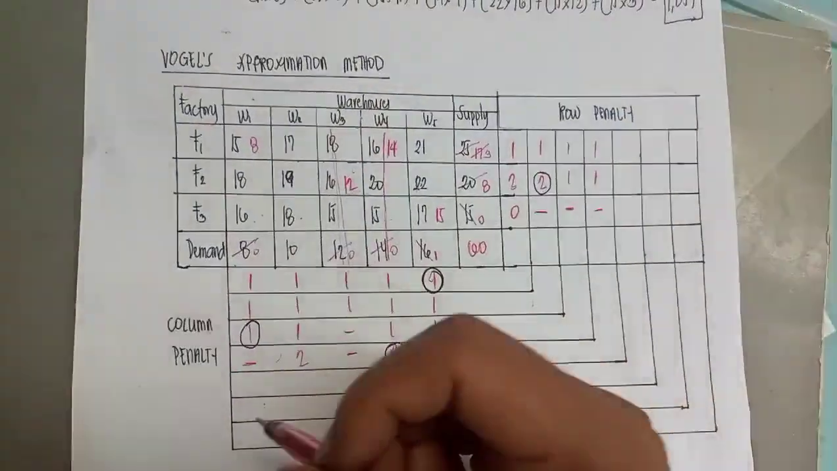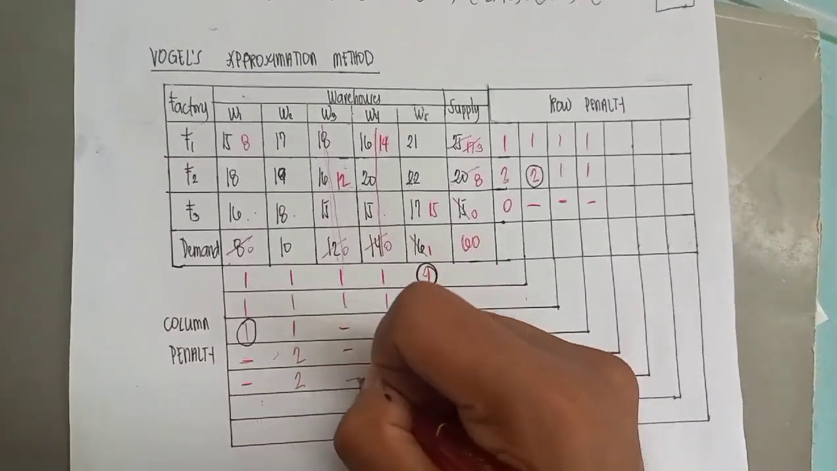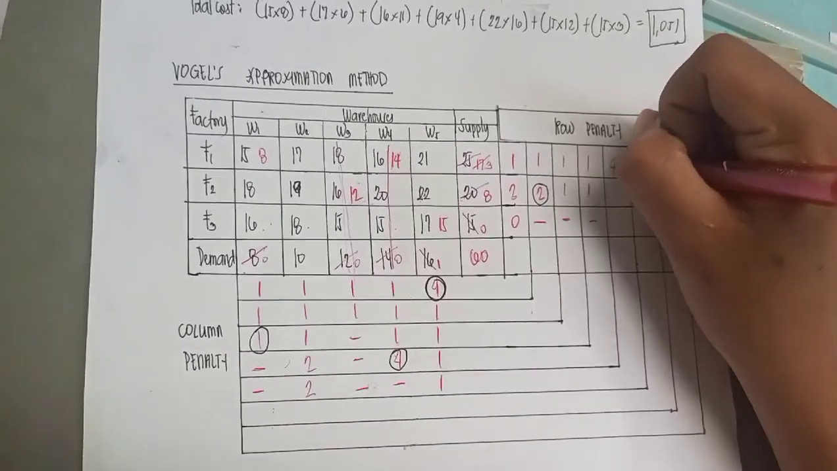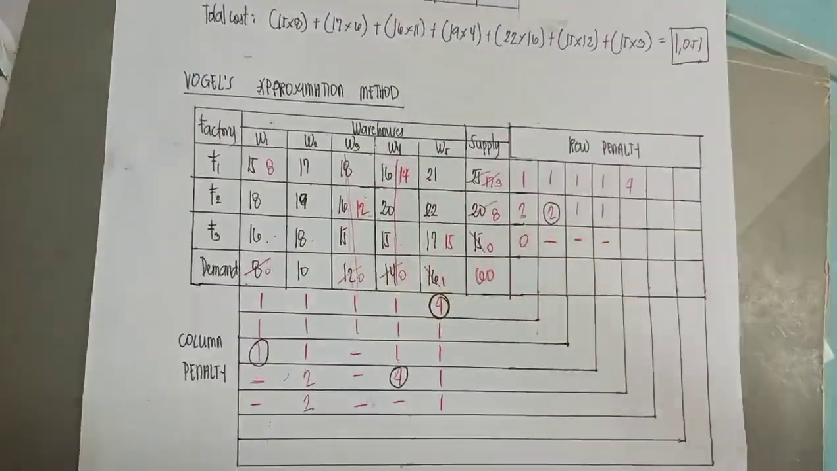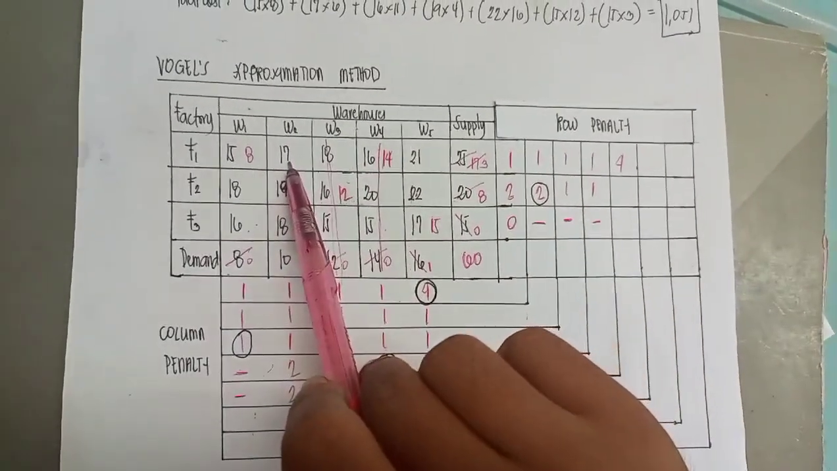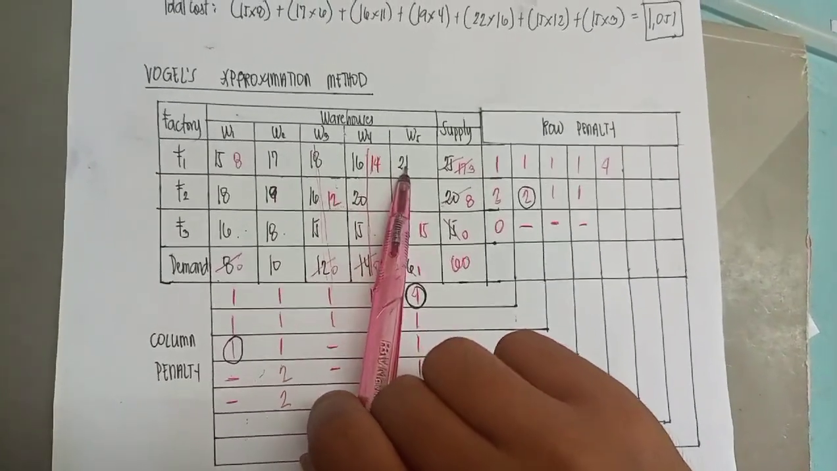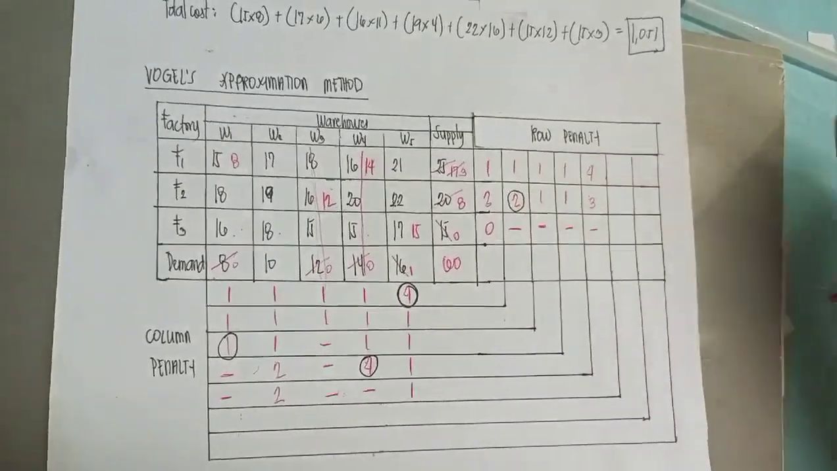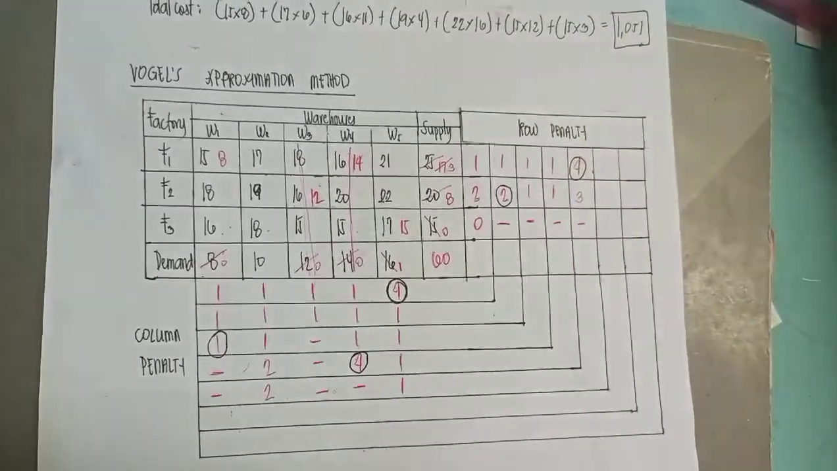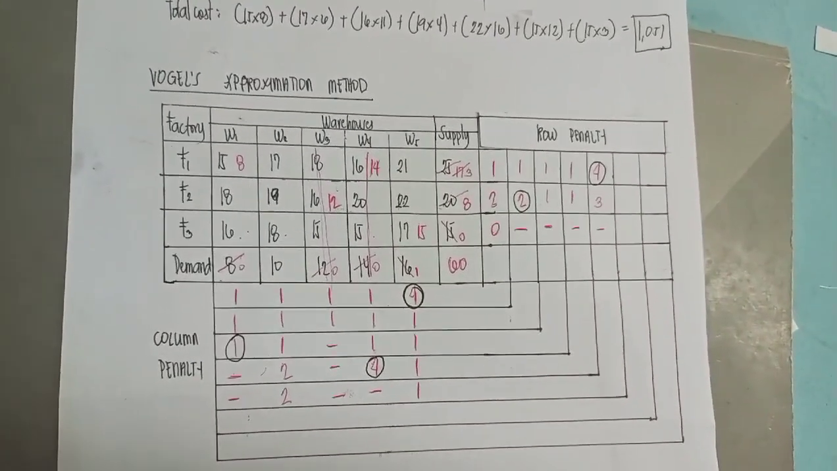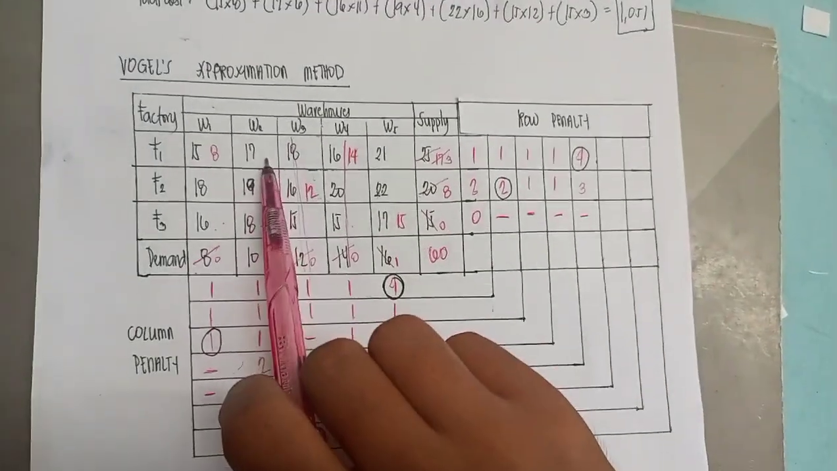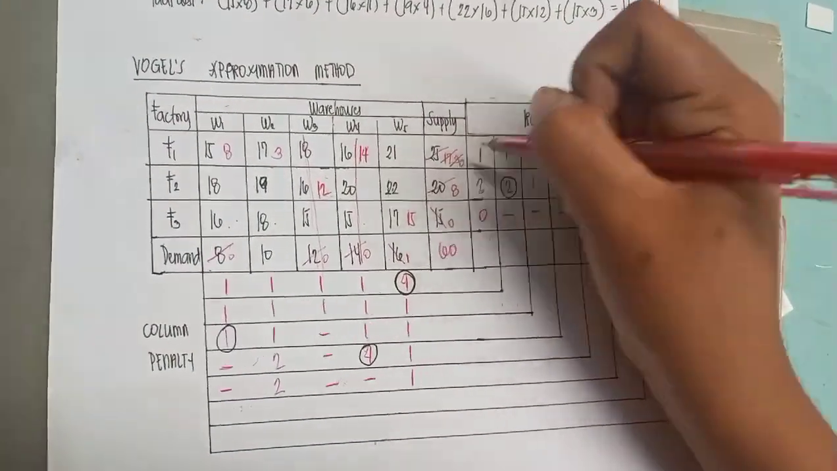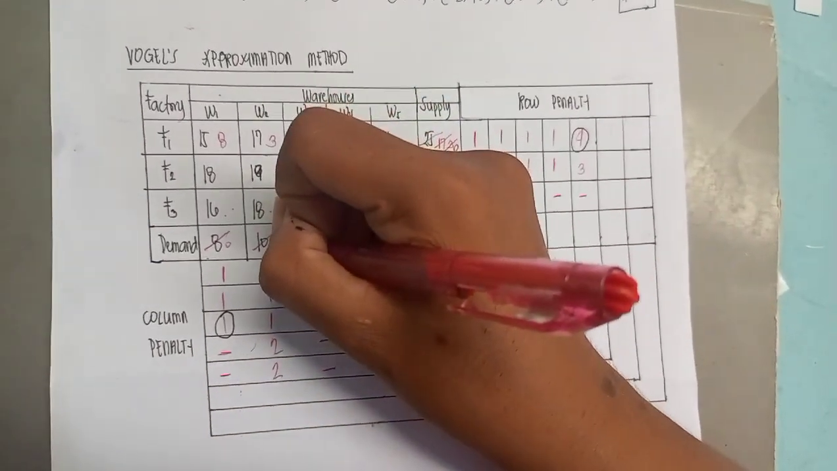Next, here is dash, 2, dash, dash, 1. In the row we have 4 here since we will not include this column W4. We have the last cells of 17 and 21, so 21 minus 17 is 4. Then here 3 and then dash. The maximum penalty here is 4 in the row penalty. So the least cell in this row is 17, so we will allocate the 3 there. And the supply is fully saturated while the demand remains with 7.